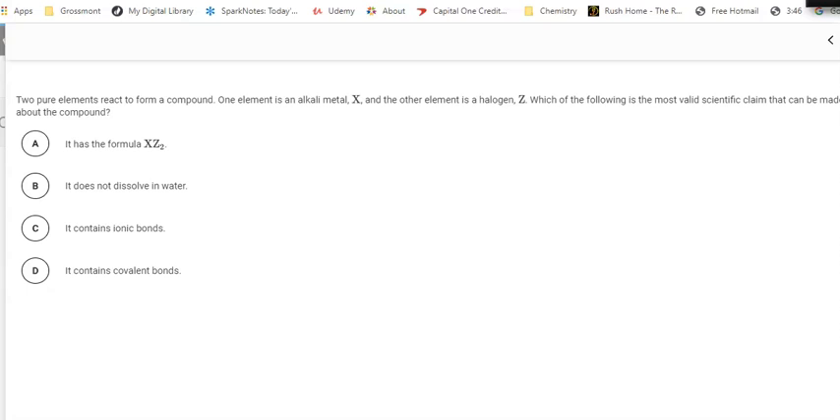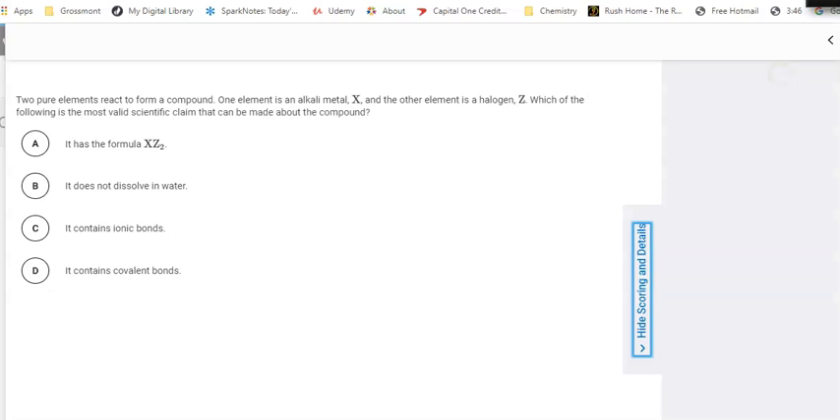It does not dissolve in water. Well, we know, just pick an example. We know that sodium chloride dissolves very easily in water. So it may be true that not all of these would dissolve in water, but at least some do. We know sodium chloride does. It contains ionic bonds. True. That's the answer. It contains covalent bonds. False. So the answer on this one is C.